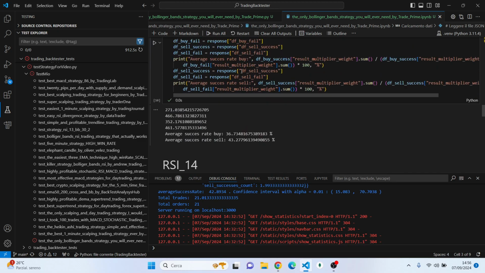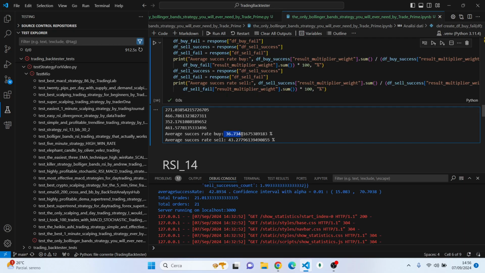First criteria. As you can see, this strategy seems more a bearish strategy rather than a bullish strategy. There is a big difference between the two average success rates.